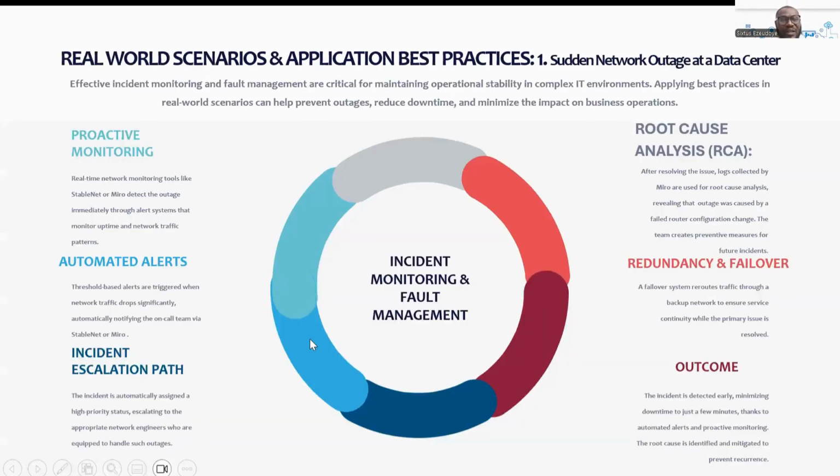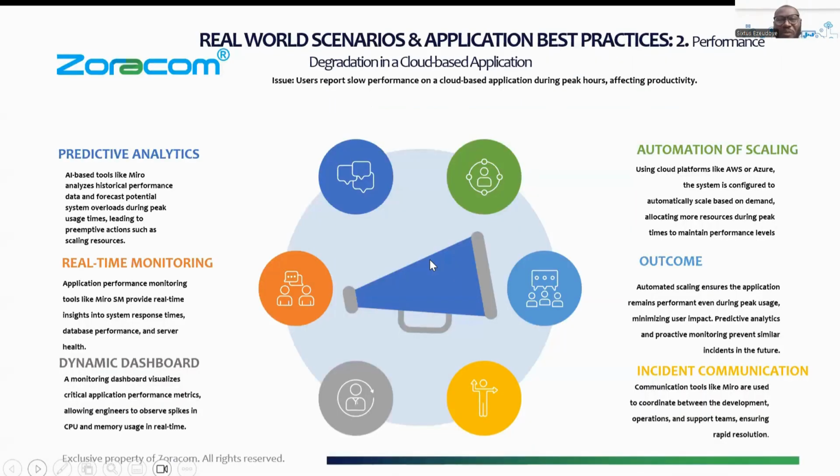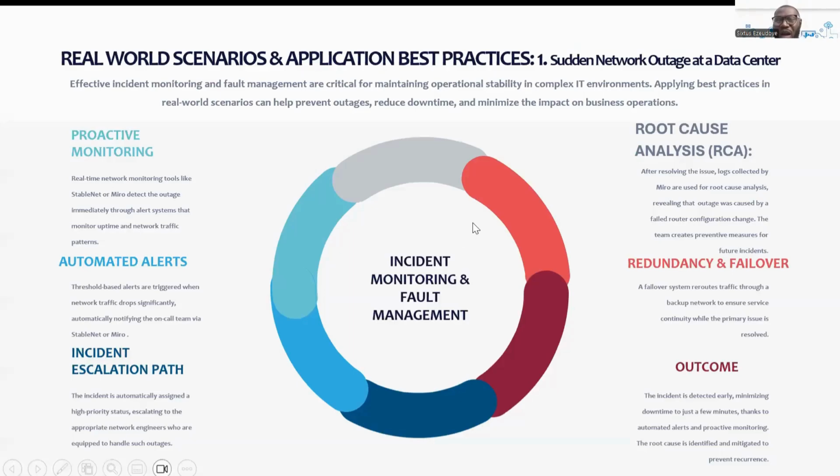So dear friends, having discussed the 10 strategies, we are going to look at some real-world scenarios and application of best practices in incident monitoring and fault management. I'm going to be mentioning 2 real-world scenarios here, but we'll discuss only one for the sake of time. The first real-world scenario is a sudden network outage at a data center. And the second is a performance degradation taking place in a cloud-based application. These are 2 real-world scenarios amongst many.